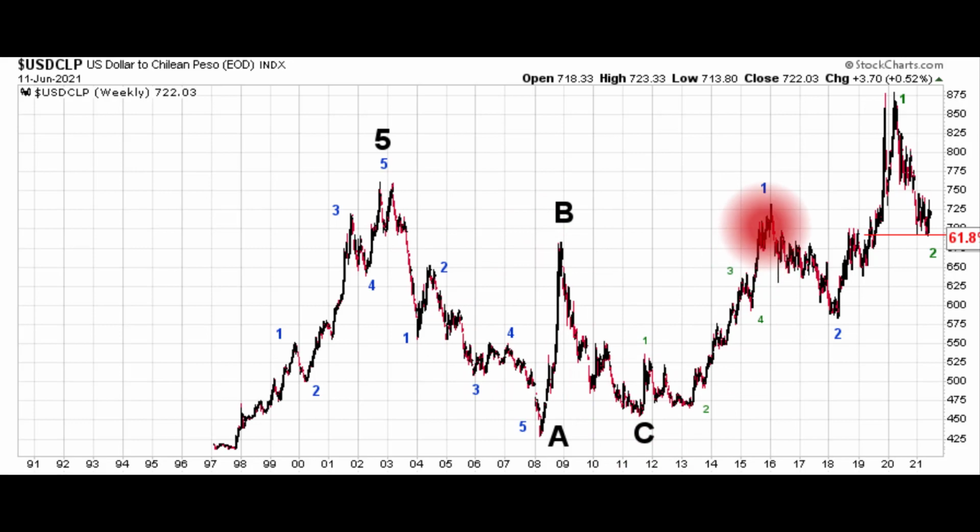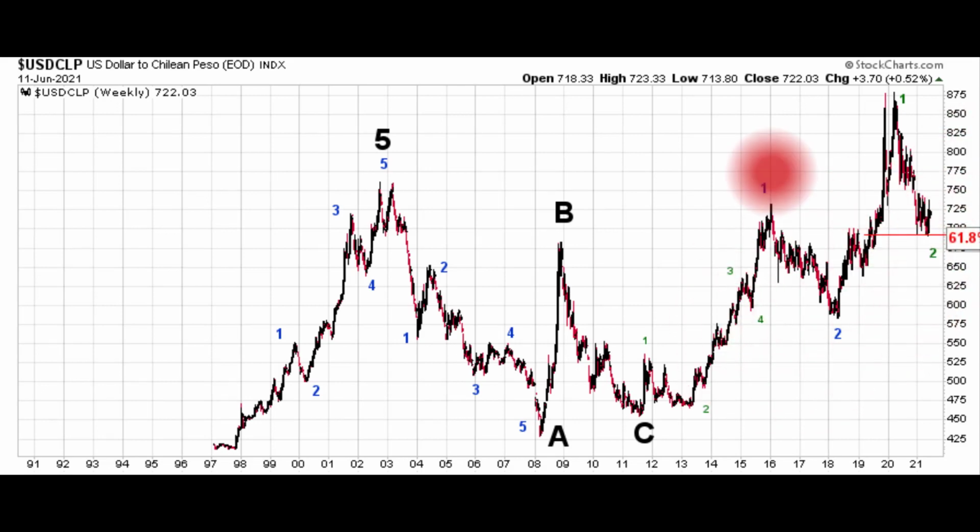Then you have this advance here, which looks trendy, looks like a wave 1, a second wave pullback, and then another trendy move, but then this pullback that overlaps this area here. So it would be a first, a second, and then in a smaller degree, first and second wave, assuming that the Chilean peso can find support where it has so far in 2021. If it moves any lower, this doesn't work.